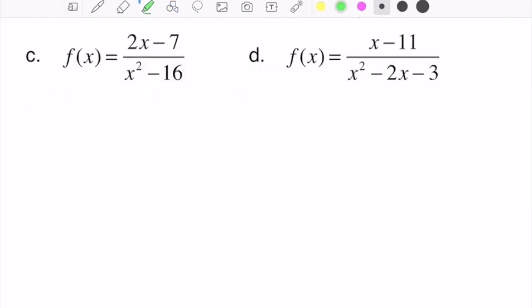The last two problems in this example have the same directions. The only thing that's different is that when we solve the bottoms, we have to solve them a little bit differently.